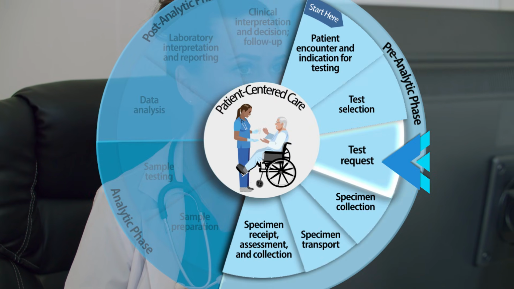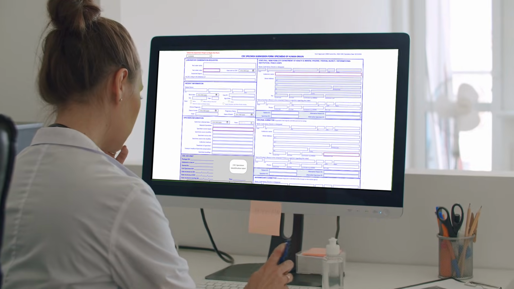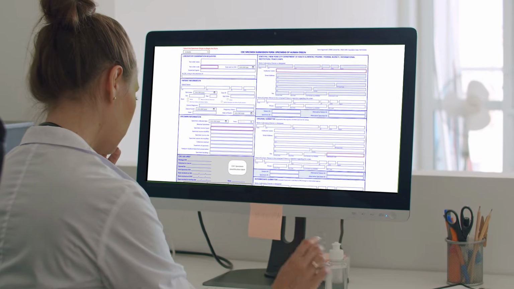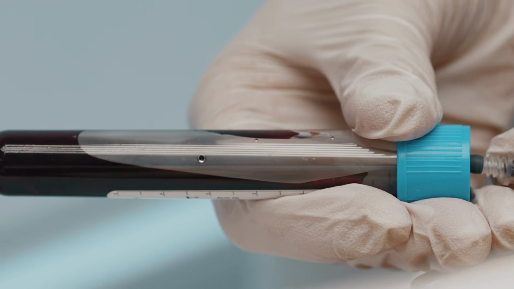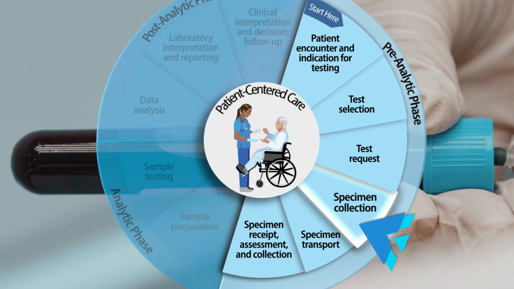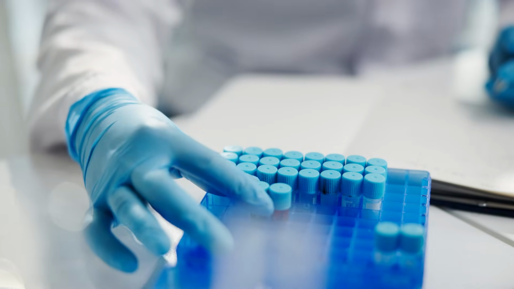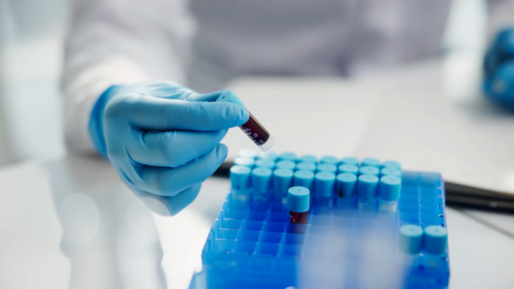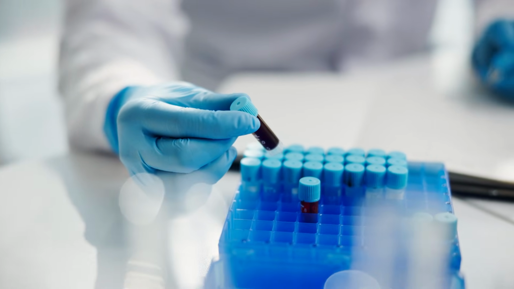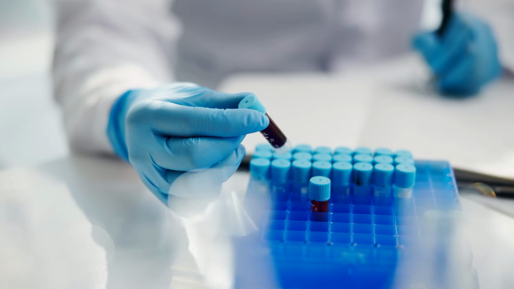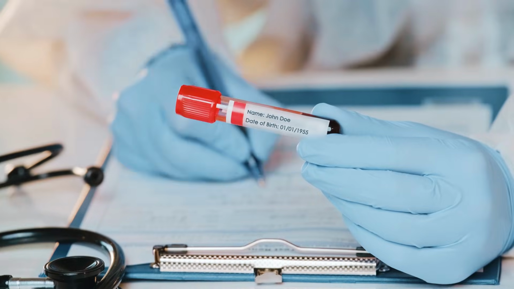The third step in the pre-analytic phase is the test request. Clinical laboratories need written or electronic patient test requests before testing can begin. The fourth step in the pre-analytic phase is specimen collection. The test request should be reviewed to ensure the specimen type and amount collected are correct. Healthcare professionals involved in the specimen collection should also take care to avoid an unacceptable patient specimen.